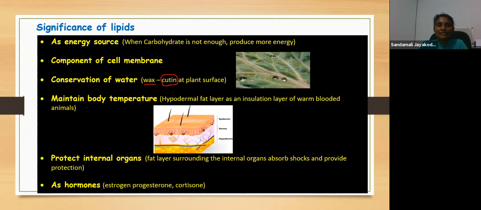And then in our body, it maintains the body temperature. As I told you, the hypodermis, or the hypodermal fat layer, absorbs more and more fat. So it acts as an insulating layer. It's just insulation, so it prevents heat loss or temperature increase in our body.